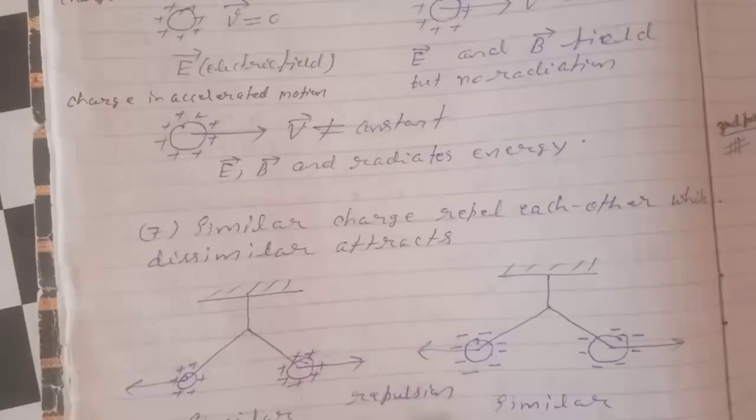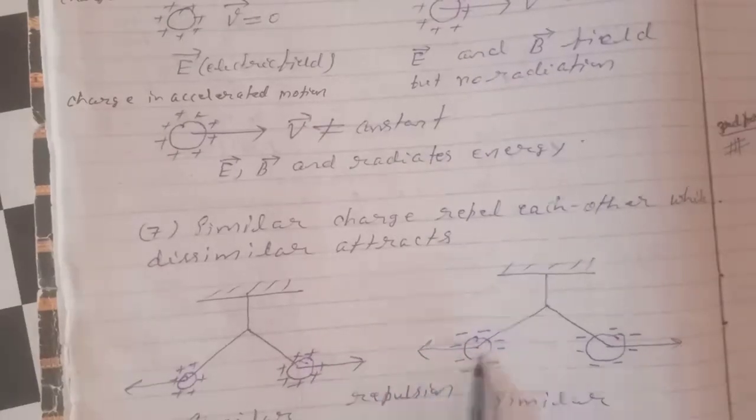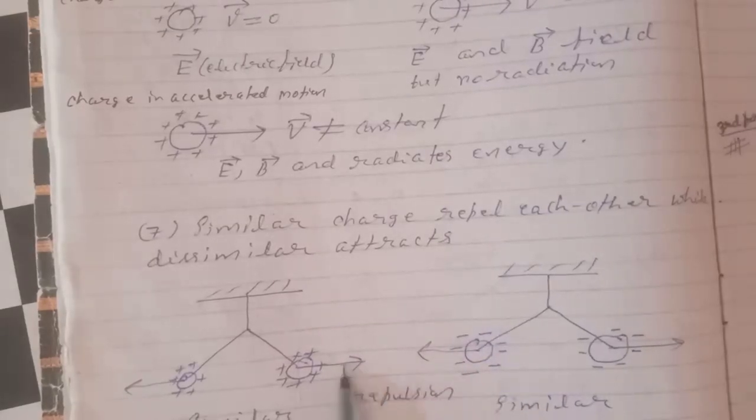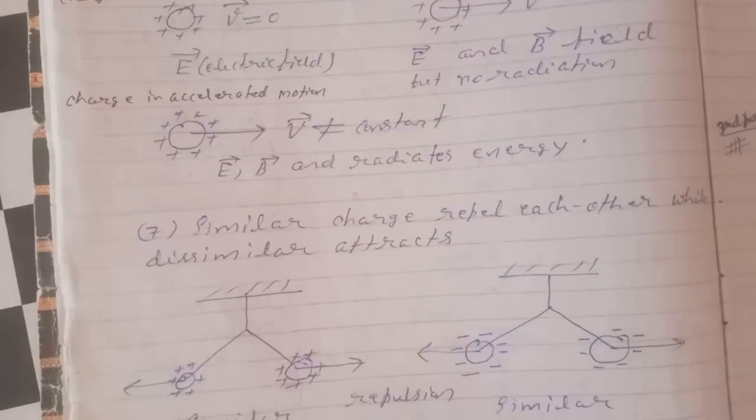Now if the charges are dissimilar, like this and this, both bodies will attract each other. This body will pull the other body towards itself, and that body will pull this one toward itself, and this will be the force of attraction. For example, here it is shown separately. This is a positive charge and this is a negative charge. Both bodies are attracted to each other.